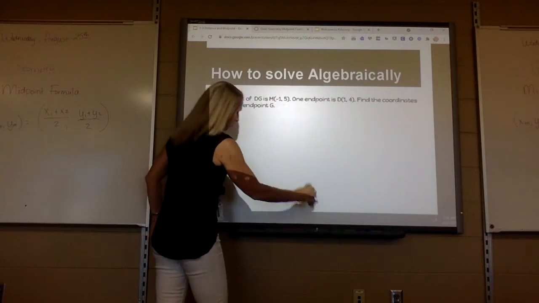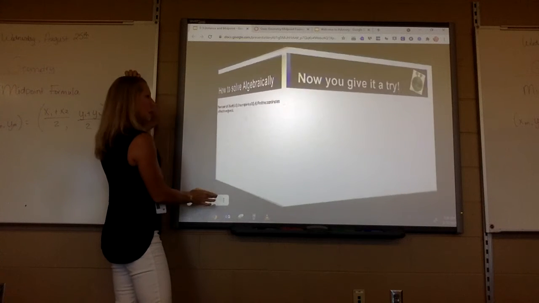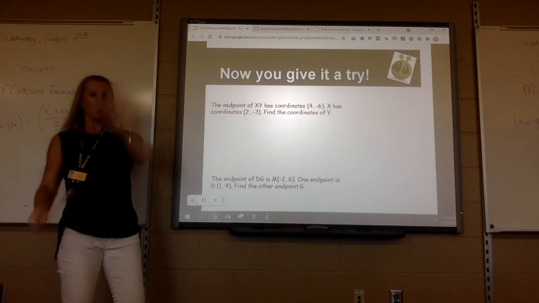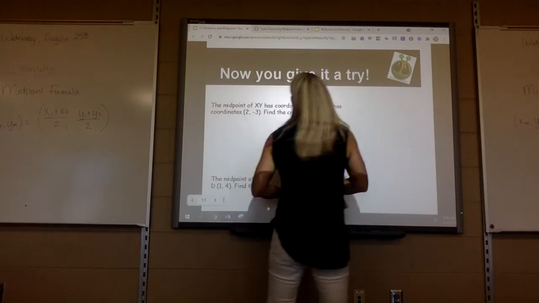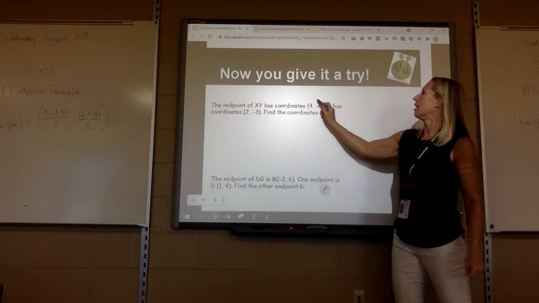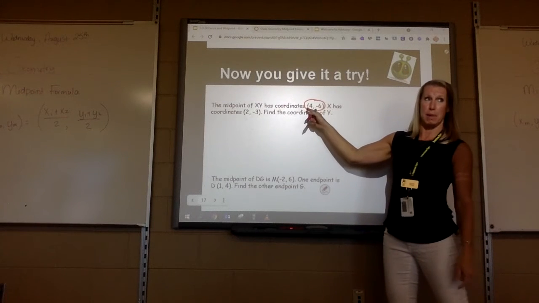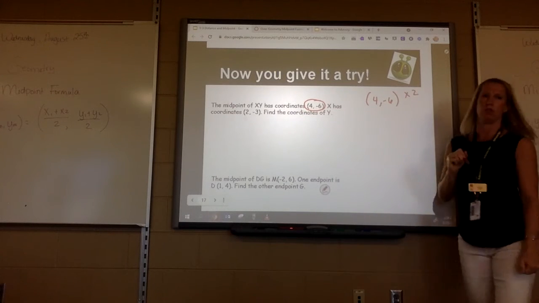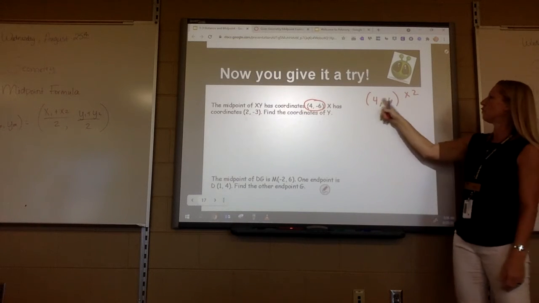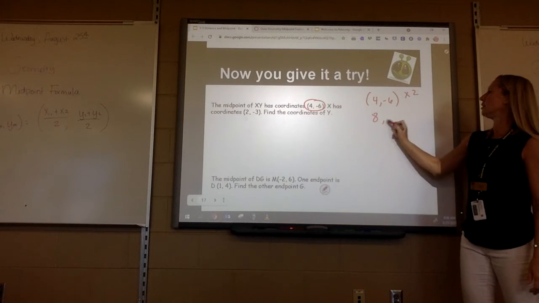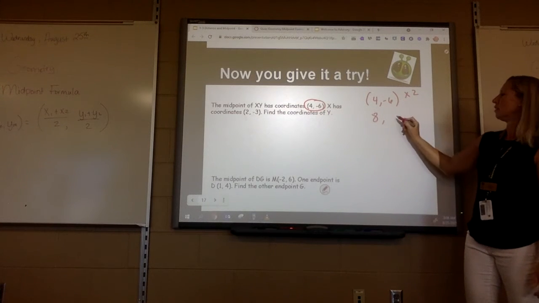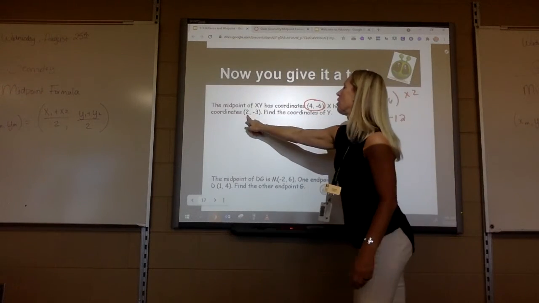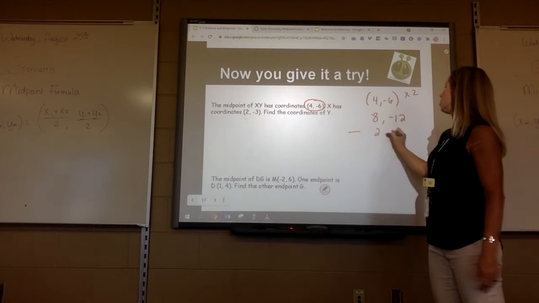So, let's practice another one and then we'll look at your assignment. Midpoint times 2, subtract the endpoint. So this says the midpoint of xy is 4, -6. So that's my midpoint. So I take my 4, -6, and I have to times it by 2. What's 4 times 2? 8. What's -6 times 2? -12. So I got my midpoint times 2. And then you subtract your endpoint, -2, -3.